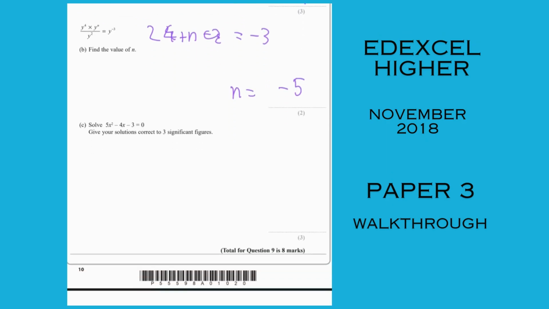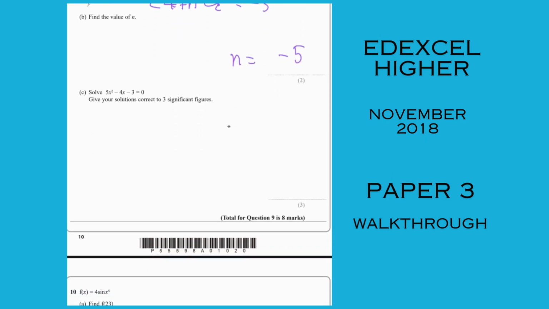And question C, they've given you a massive clue whenever they say that. And certainly you wouldn't be completing the square. So we know it doesn't factorise thanks to that. Completing the square would be an absolute nightmare. Absolutely quadratic formula all day long. A is 5, B is negative 4, C is negative 3.